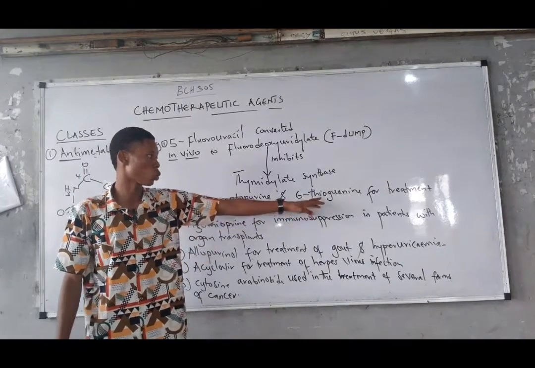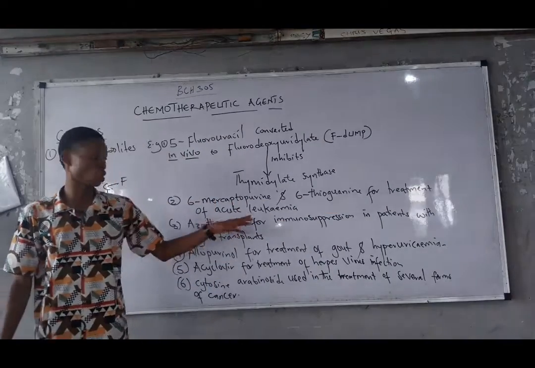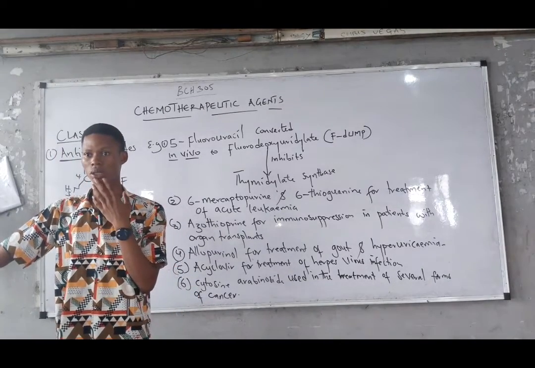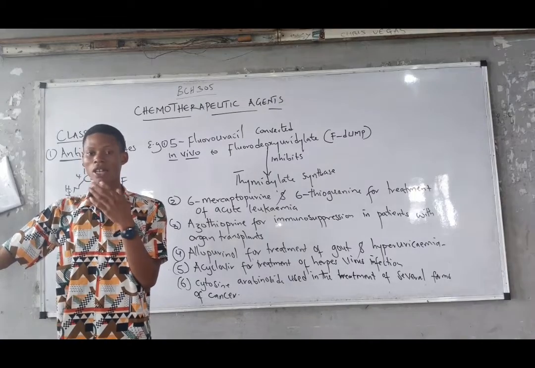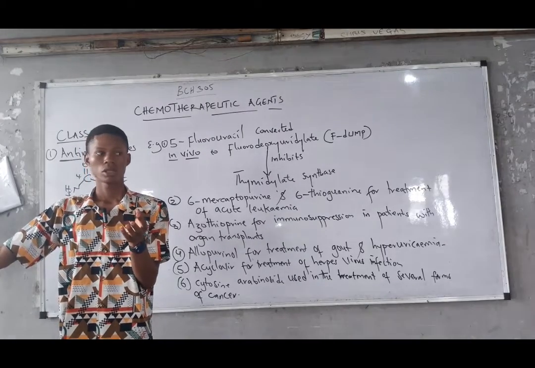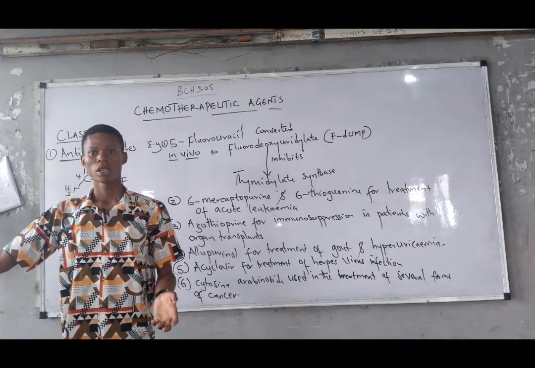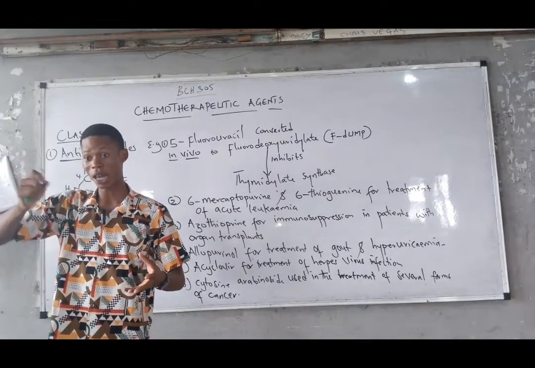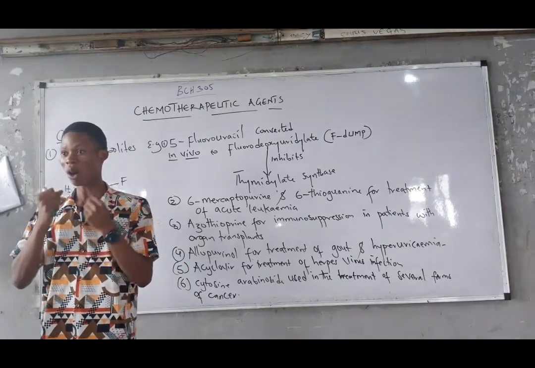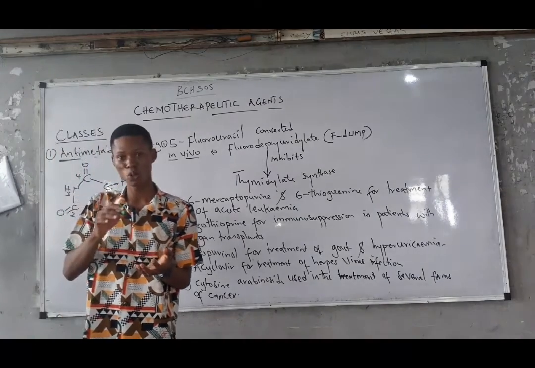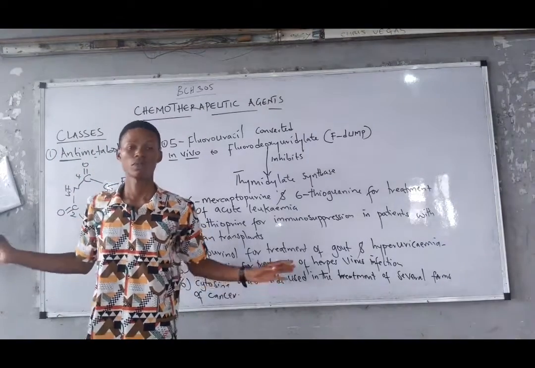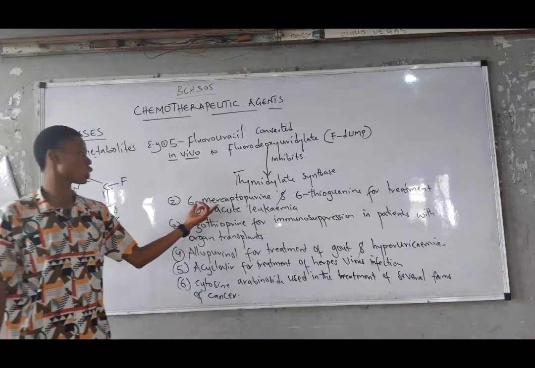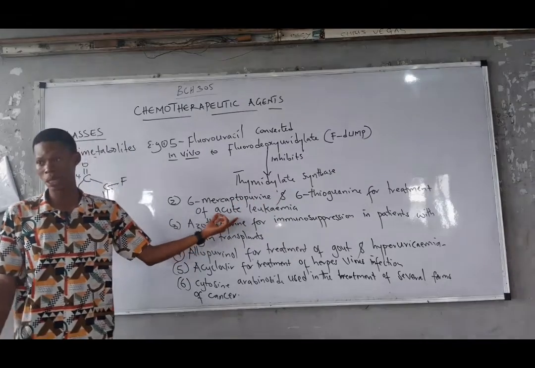6-mercaptopurine and 6-thioguanine for the treatment of acute leukemia. What is the difference between when they say something is acute and something is chronic? Acute is short term. Chronic is long term. Acute, that short term can do what you don't like. Short term, but it's powerful. Chronic can be killing you slowly, but acute is sudden. Now, for acute leukemia, we can use 6-mercaptopurine and the rest to treat this.